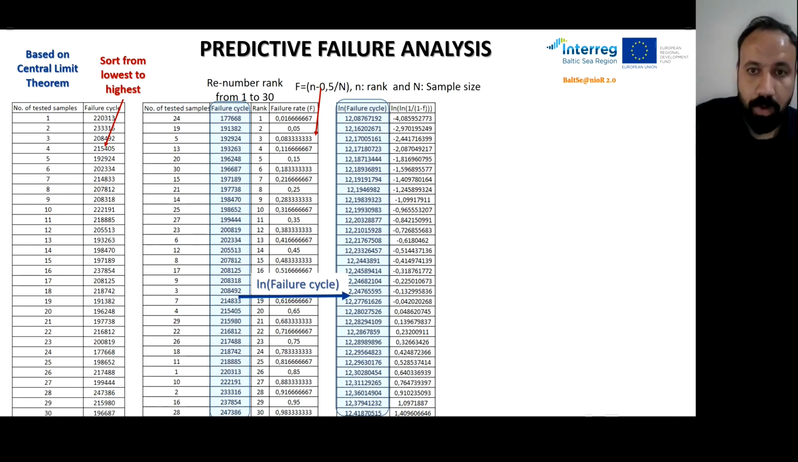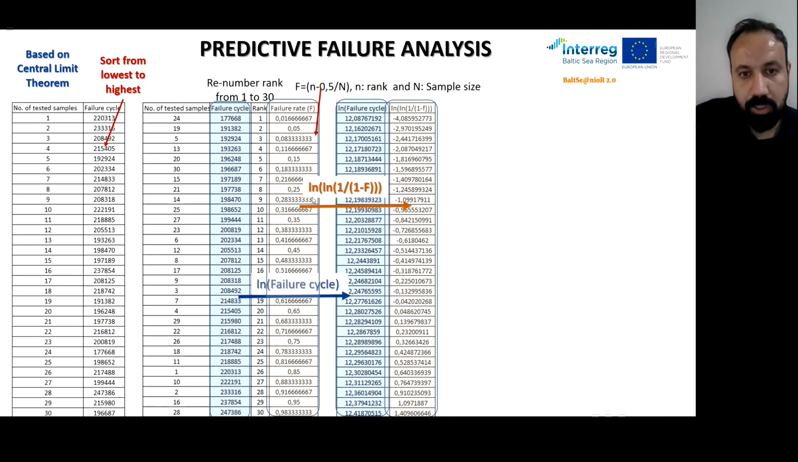And then for the y-axis, I need to use F and create that column. For F, I apply that equation, the natural log of 1 divided by 1 minus F. I know F. If I make this calculation and then take its natural log, and then take the natural log again, I will get this data. If I type that equation into this cell, I will get minus 4.08.